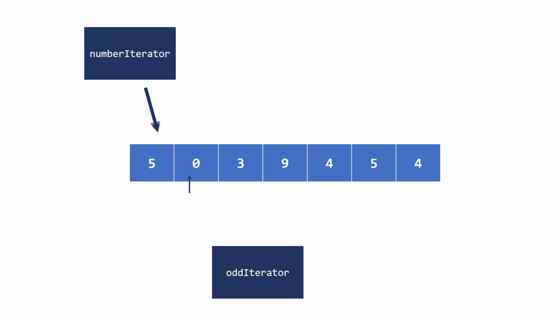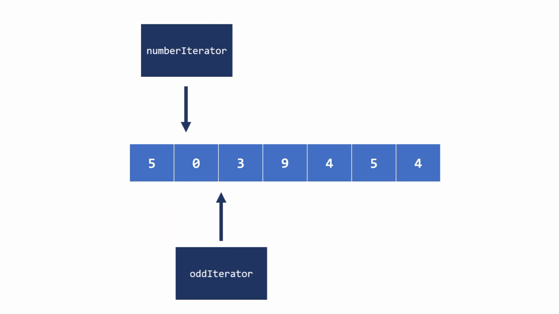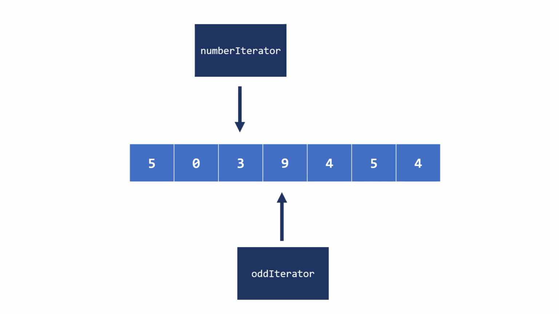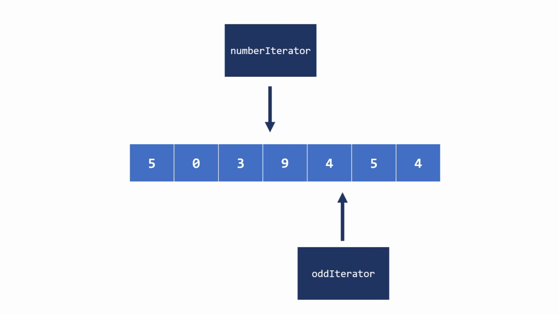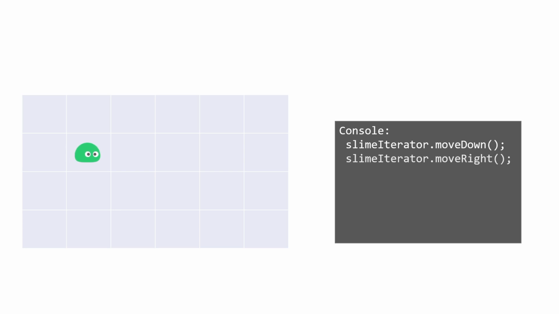Let's look at an example that has two iterators, one that's normal and one that only goes through odd numbers in my array. Notice how whenever I call next, the odd iterator only skips to odd numbers, whereas the normal one goes through every number. And this design pattern doesn't even have to apply just to one-dimensional things. You can have a two-dimensional object, such as a grid, and then have an iterator traverse over this with maybe ups and downs and lefts and rights. Here we have a little slime object that can move down and move right throughout this grid.